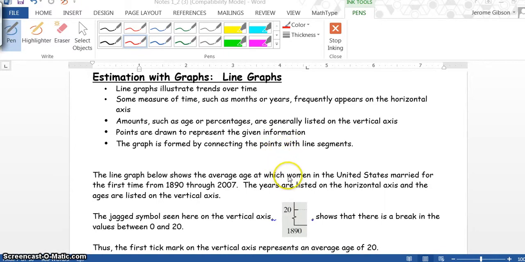The line graph below shows the average age at which women in the United States married for the first time from 1890 through 2007. The years are listed on the horizontal axis and the ages are listed on the vertical axis. The jag symbol seen here on the vertical axis shows that there is a break in the values between 0 and 20. Thus, the first tick mark on the vertical axis represents an average age of 20.